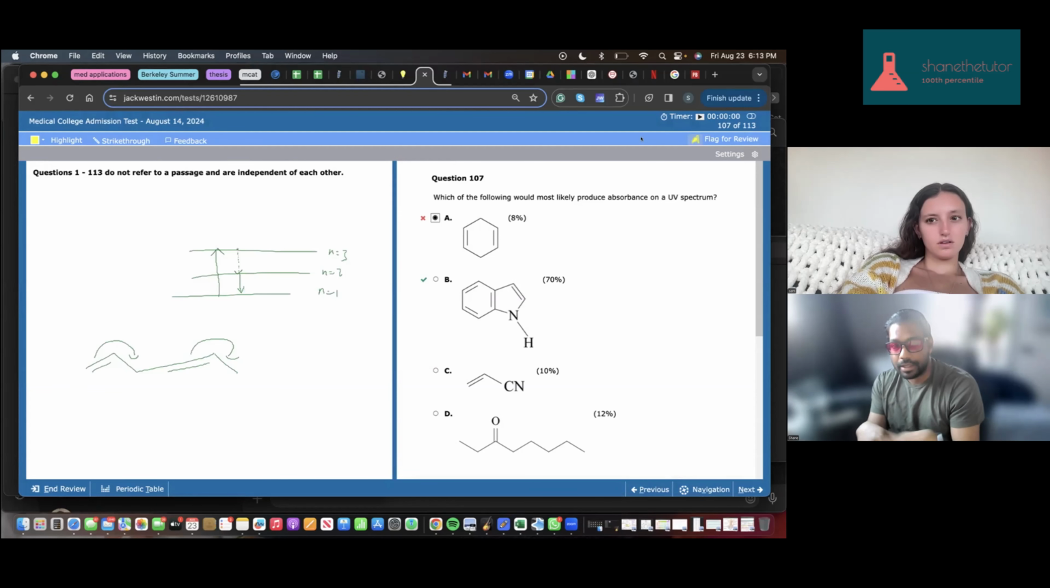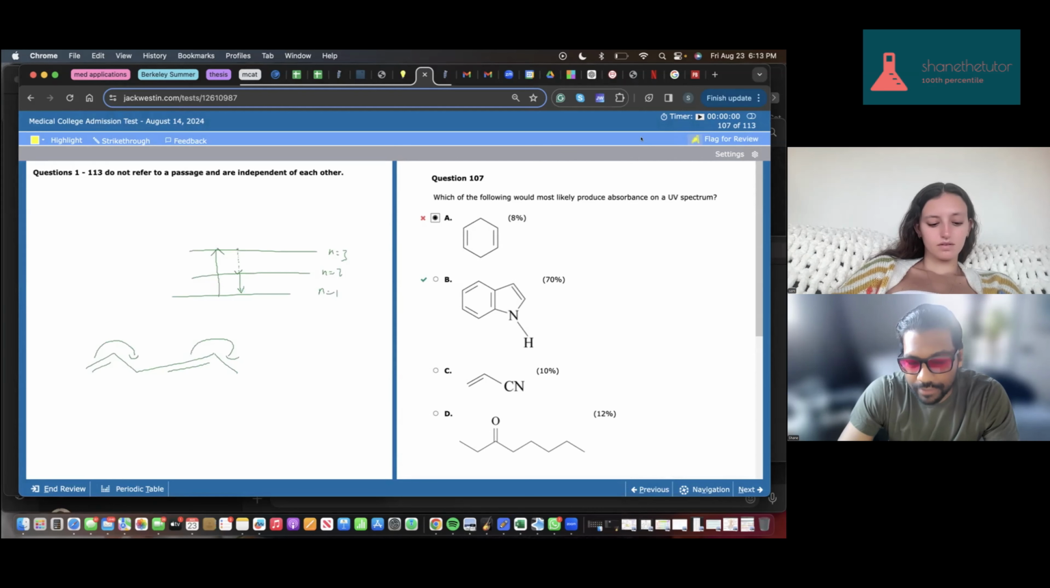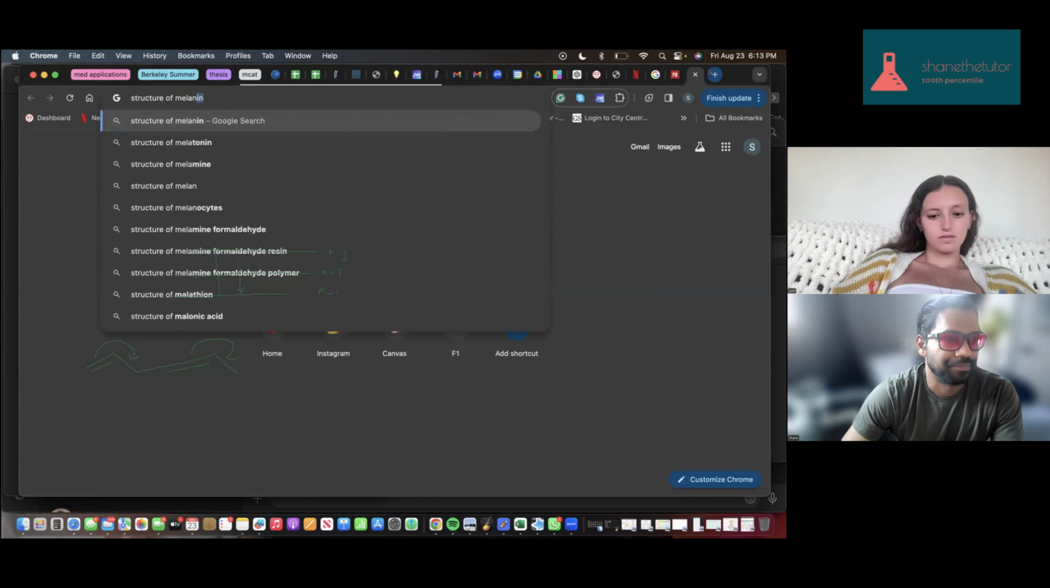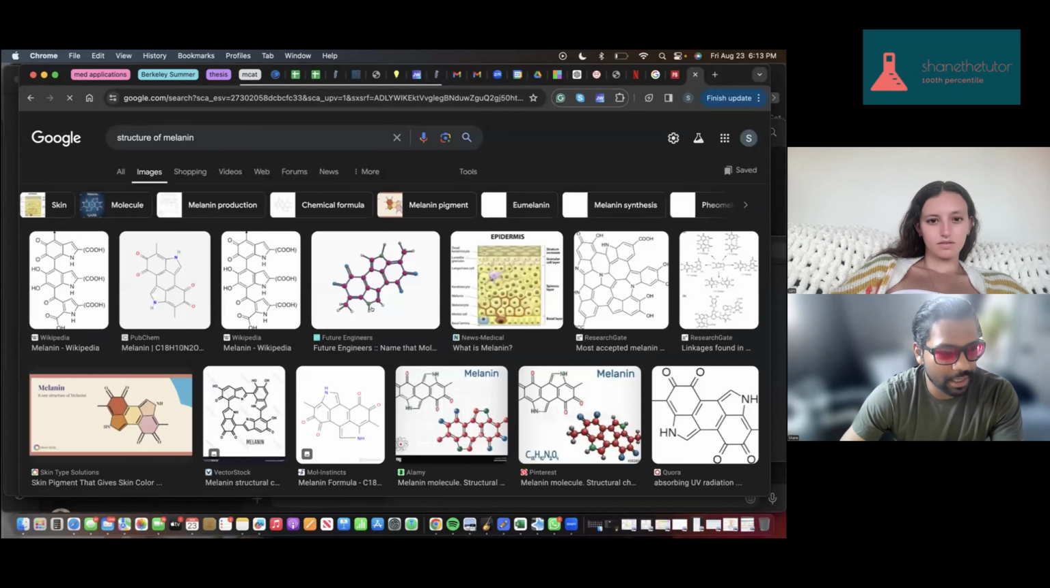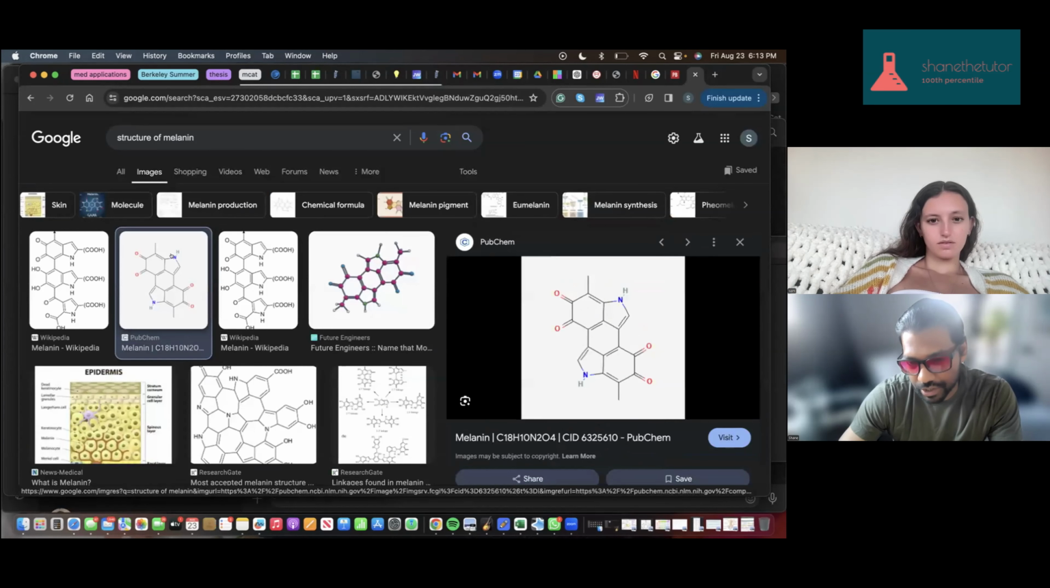But this is different. I made those MCAT questions for you that all have to do with fluorescence, because that's a huge thing. The idea is if you have a molecule that has a lot of conjugation, it's going to be able to undergo fluorescence. If you look up the structure of a pigment, like melanin or chlorophyll, we can see tons and tons of conjugation, right?